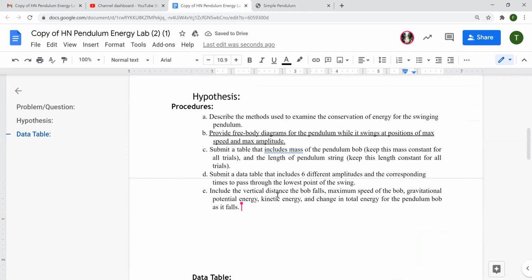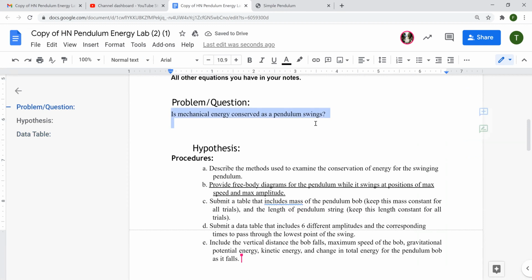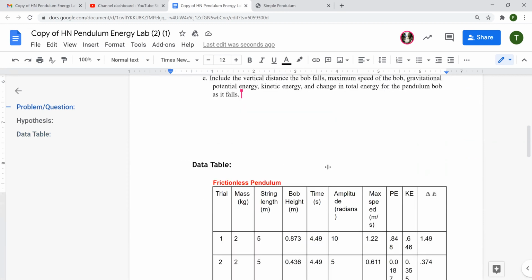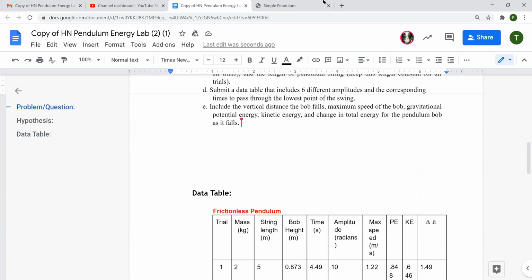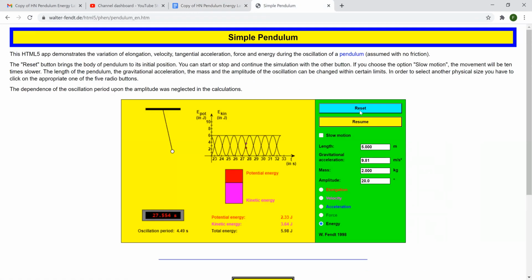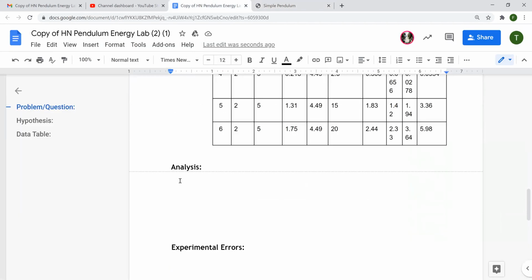That's all done now. It's asking, is mechanical energy conserved as the pendulum swings? Basically, in the graph, this thing illustrates it the best. These two always combine to the same number no matter where it is in its oscillations. All the potential energy is converted to kinetic energy, and all the kinetic energy is converted to potential energy, and so on.